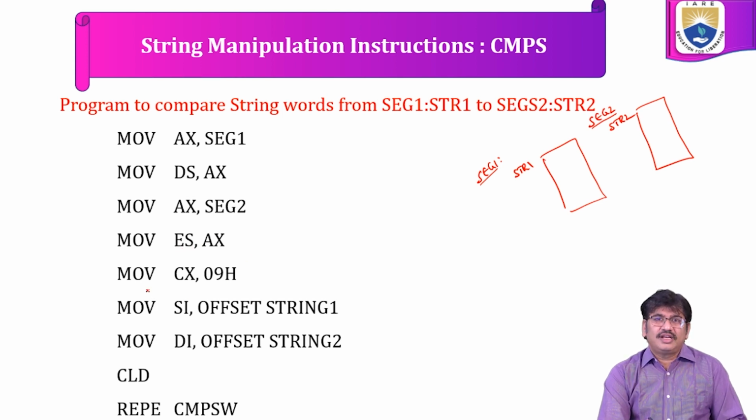Next, how many string bytes or string words we are manipulating, that count is loaded into the CX register. MOV CX, 09H. In this example, we are taking the string count as 9.